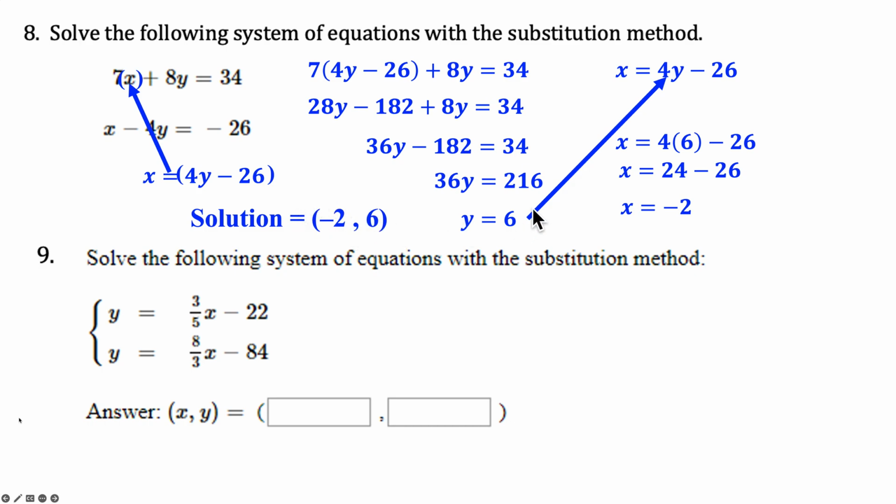There's my solution. Now be careful. Sometimes, when you solve for y first and then you go for the x, people don't write it as 6 comma negative 2. Remember, find your x, put it first, find your y, put it second.